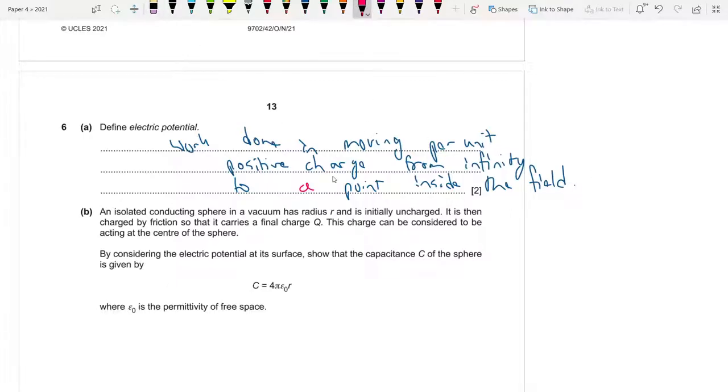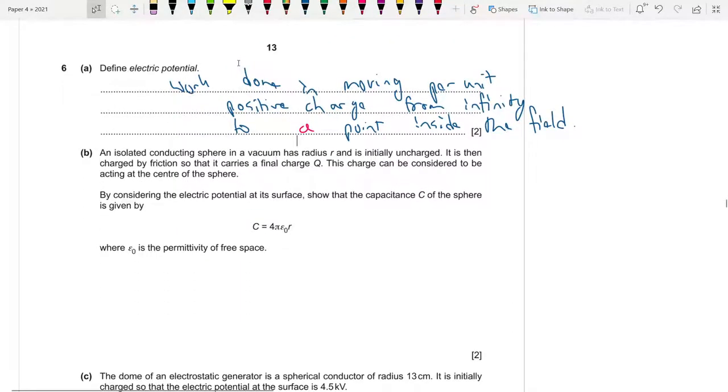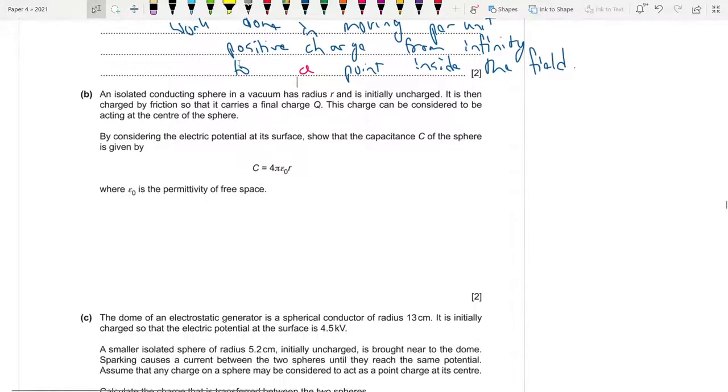This is my preference. An isolated conducting sphere in a vacuum has radius r and is initially uncharged. It is then charged by friction so that it carries a final charge q. This charge can be considered to be acting at the center of the sphere. By considering the electric potential at its surface, show that the capacitance of the sphere is given by this. Alright, let's go for it.